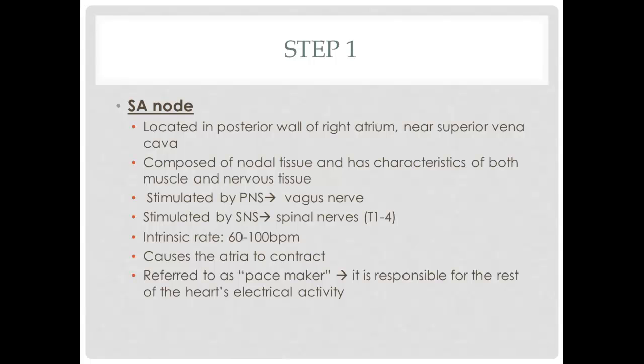Stimulation by the parasympathetic nervous system would be the vagus nerve, and this would decrease the heart rate. Stimulation by the sympathetic nervous system would be spinal nerves T1 through T4, and this would increase the heart rate. The SA node sets an intrinsic rate at 60 to 100 beats per minute, and this causes the atria to contract. Like I said earlier, the SA node is referred to as the pacemaker because it is responsible for the rest of the heart's electrical activity.